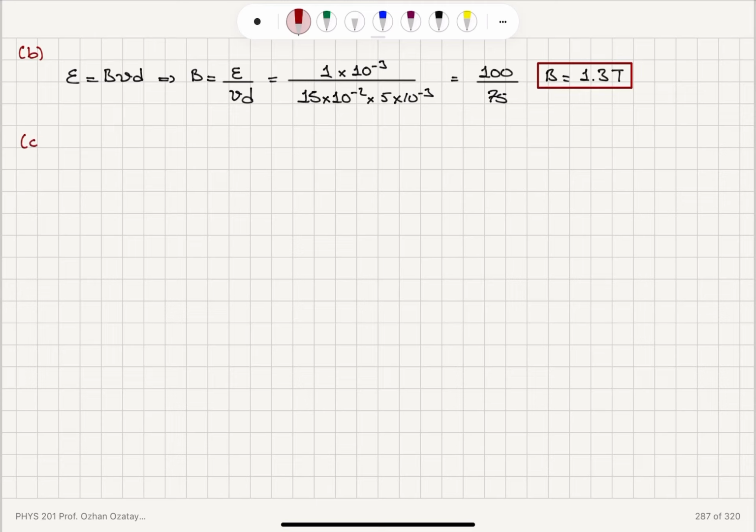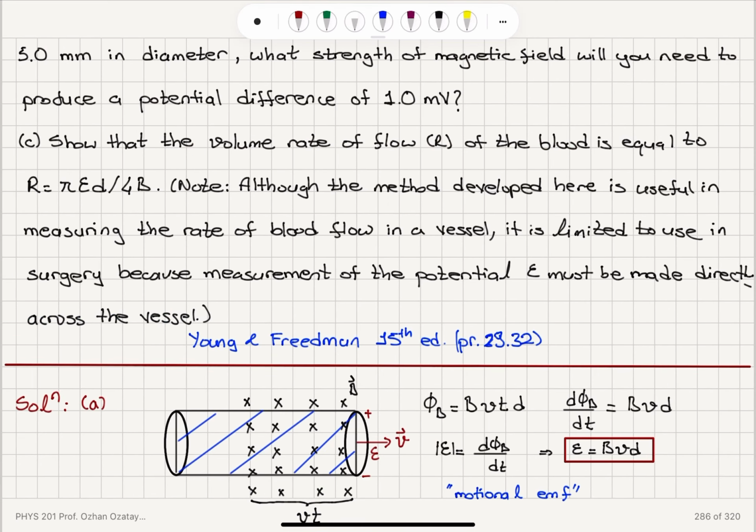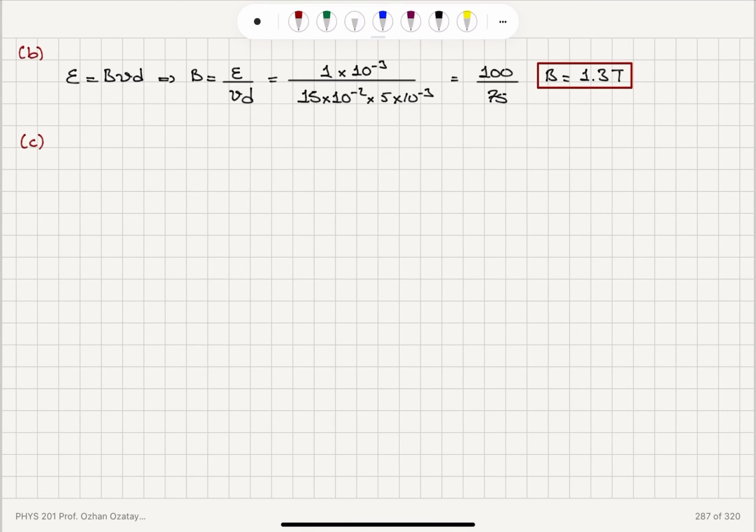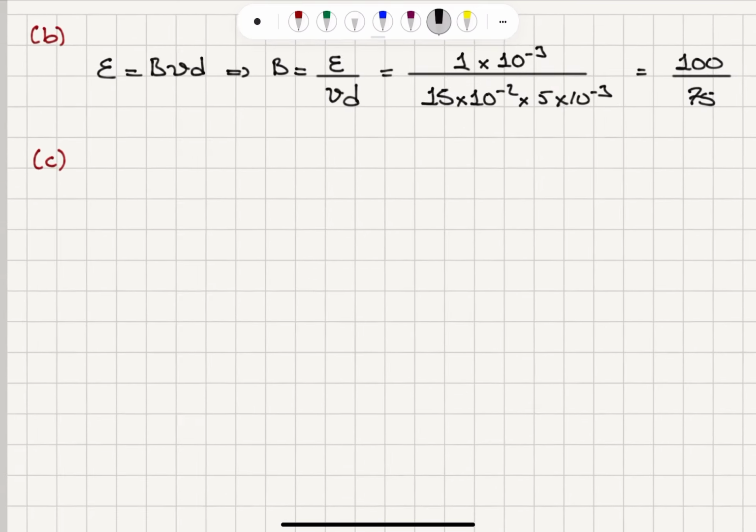So let's move on to part C. Show that the volume rate of flow, capital R, of the blood is equal to R equals pi epsilon d divided by 4B. Note, although the method developed here is useful in measuring the rate of blood flow in a vessel, it is limited to use in surgery because measurement of the potential epsilon must be made directly across the vessel. So volume flow rate of the blood can be measured with this technique in a surgery.